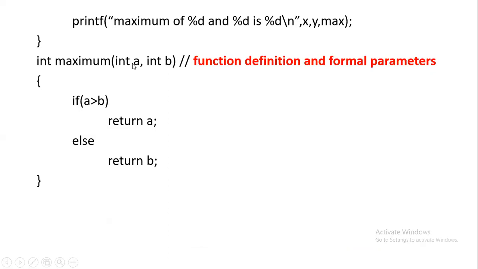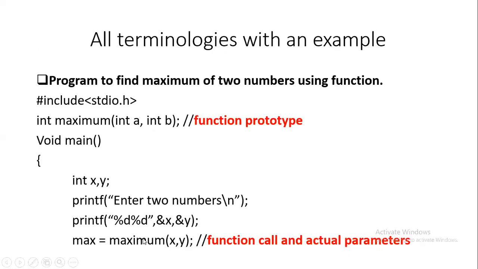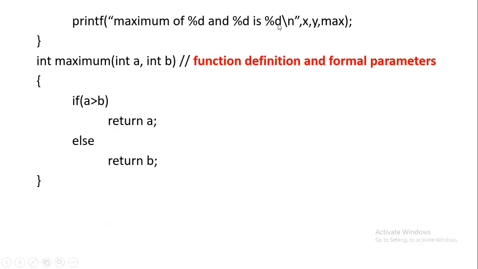X value 3 is given to A, y value 4 is given to B. Then it will check 3 greater than 4, false. So return B. Sorry, so it will return 4. B is 4 and it returns 4 and that gets stored to max. So out of 3 and 4, maximum is 4. So variable names are different, but the value gets stored like this. So max is 4 now. It will print maximum of x and y is max. So x is 3, y is 4. Maximum of 3 and 4 is max, that is 4.